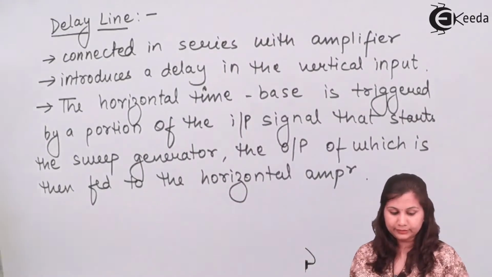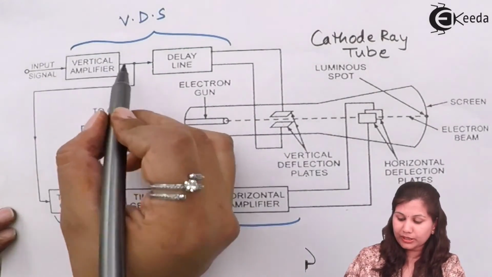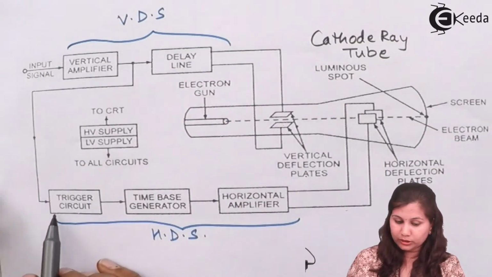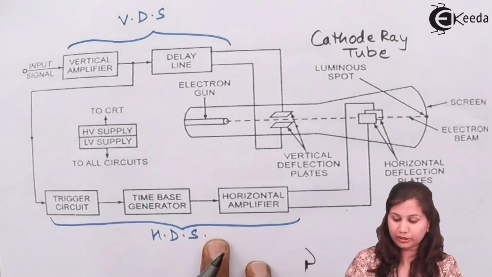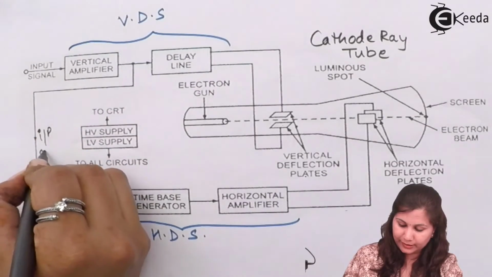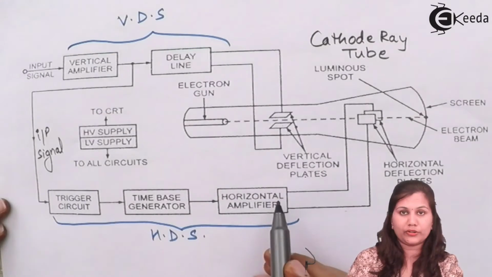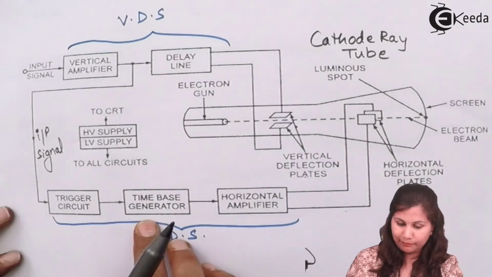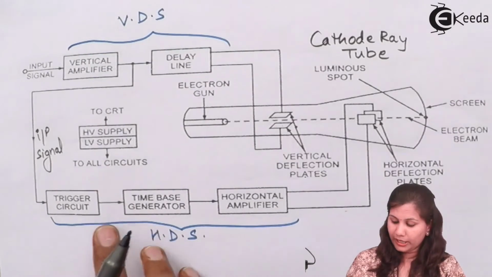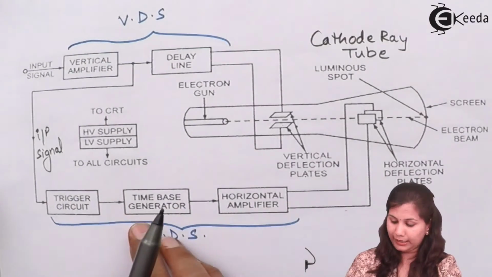So you can see that the input signal is first connected to the vertical amplifier. This input signal is provided to the delay line and to the triggering circuit also. So the triggering of the horizontal input is also started by the input signal. Here also we are having the input signal. This input signal is going to trigger the horizontal input, so that this time base generator, also known as the sweep generator, is going to generate the horizontal input, and then it is applied to the horizontal amplifier.